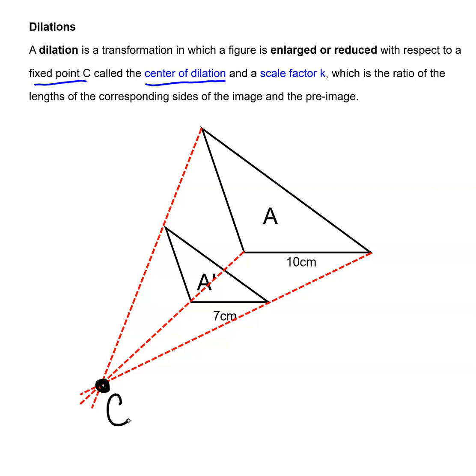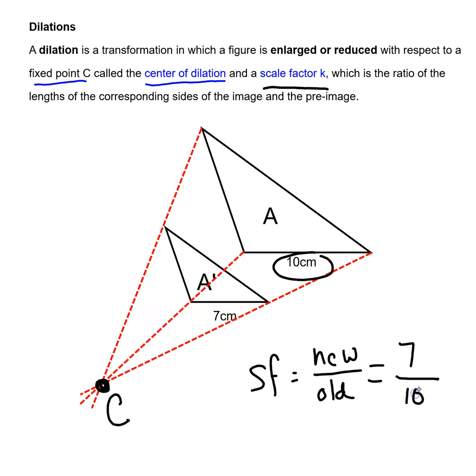And the scale factor is K. So remember I said that scale factor is always found by taking the new and putting it over the old, or the original. So for this one, A prime is actually the smaller triangle. So the new side is 7 and its corresponding side is 10. So the scale factor is 7/10. You'll notice that since the scale factor is less than 1, this was a reduction. The shape got smaller.